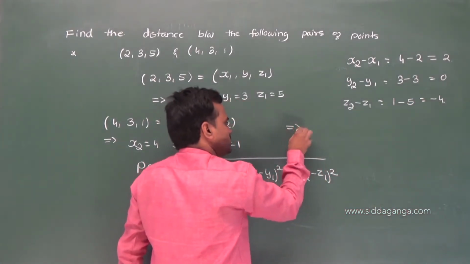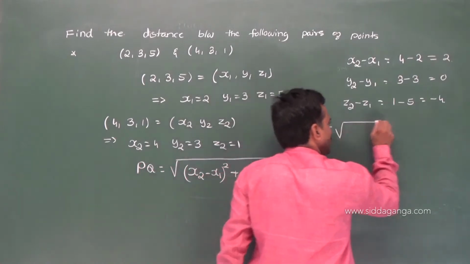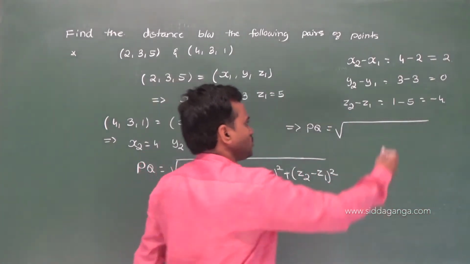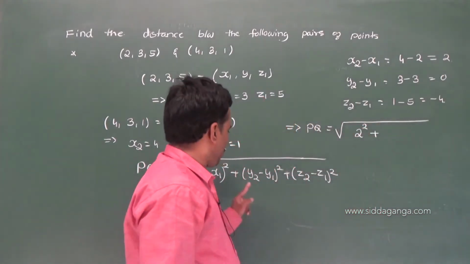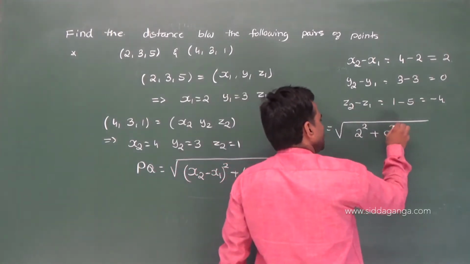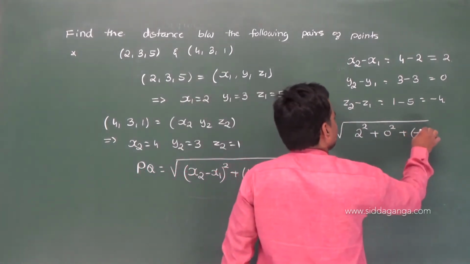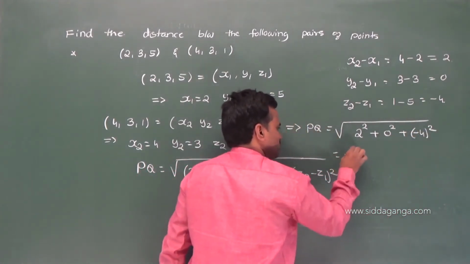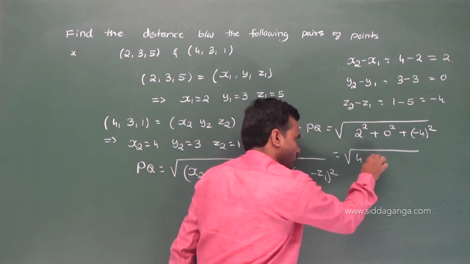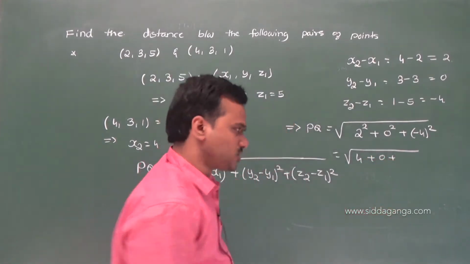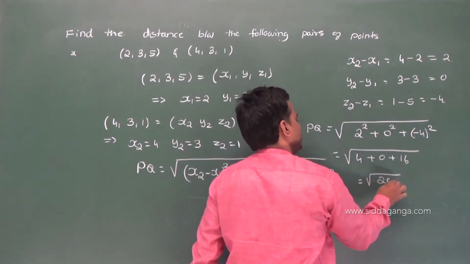That implies the distance between 2 points, which I represent as PQ. PQ is equal to square root of x2 minus x1 whole square, that is 2 square, plus y2 minus y1 whole square, that is 0 square, plus z2 minus z1 whole square, that is minus 4 whole square. Calculate very fast. 2 square is 4. 0 square is 0. Minus 4 square is 16. So that is equal to square root of 16 plus 4, which is 20.